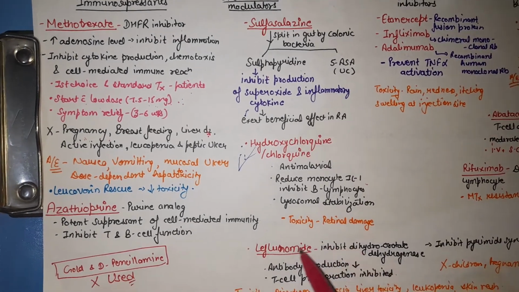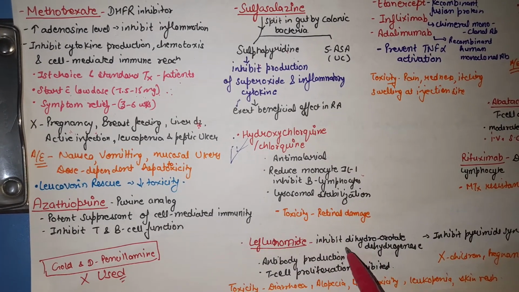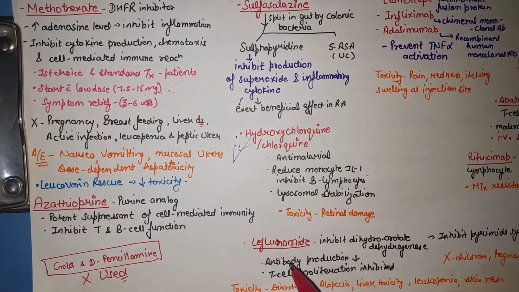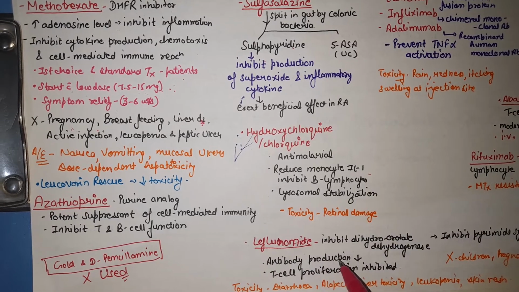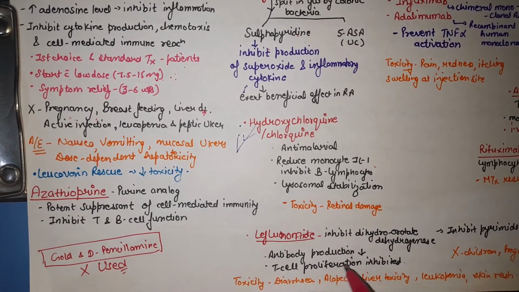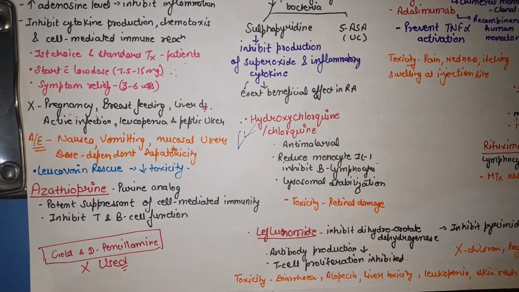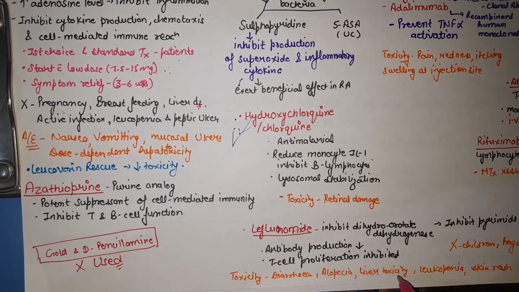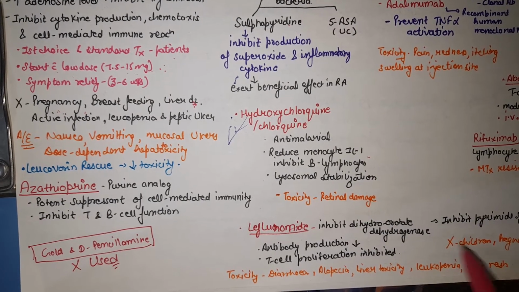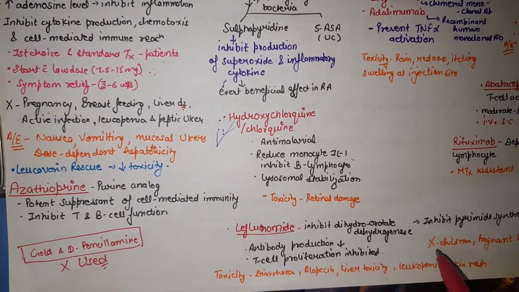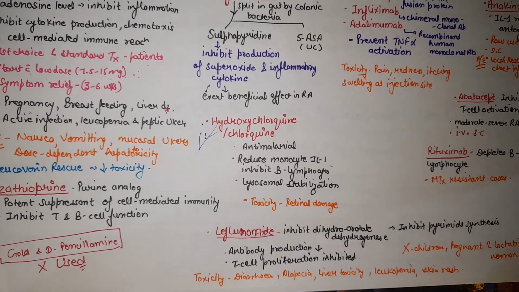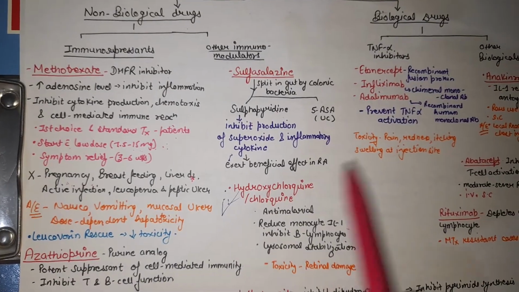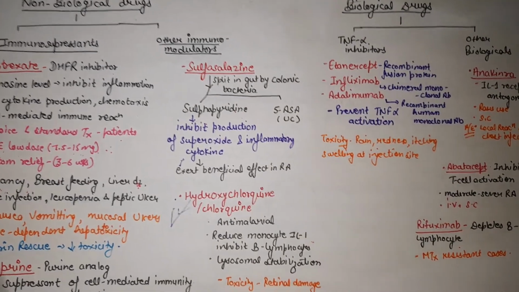Next immunomodulator is leflunomide. It inhibits dihydroorotate dehydrogenase. It inhibits the production of antibodies, and T cell proliferation is also inhibited. Toxicity caused by leflunomide is diarrhea, alopecia, liver toxicity, leukopenia, and skin rash. This drug is also contraindicated in children, in pregnant women, and in lactating women. So these were the non-biological drugs. Now we will discuss the biological drugs.